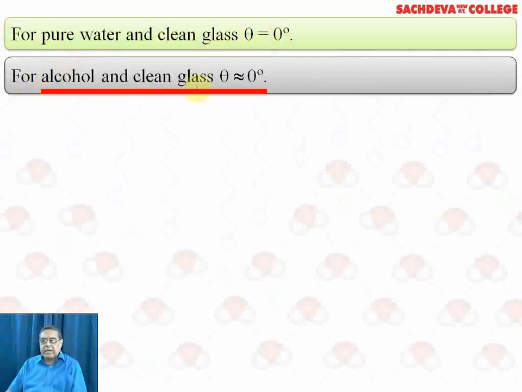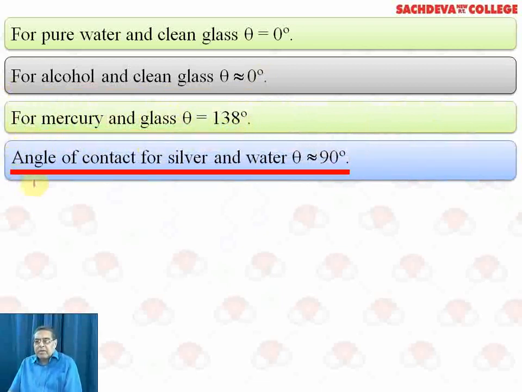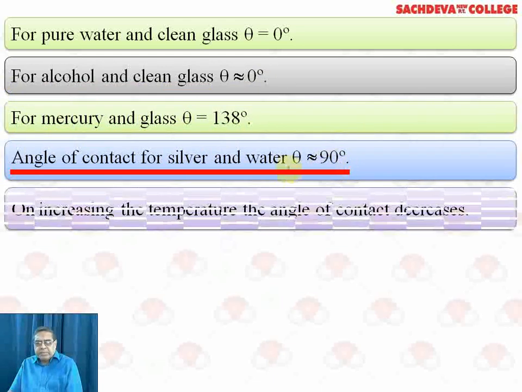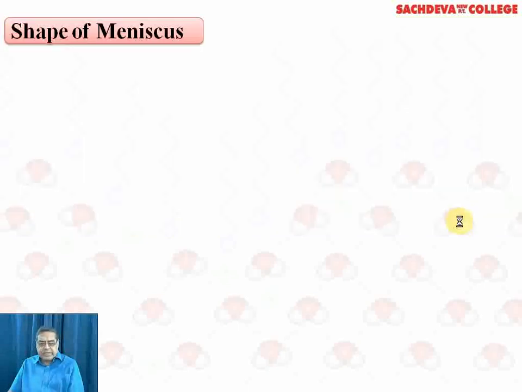For alcohol and clean glass, the angle of contact is equivalent to 0 but not exactly 0. For mercury and glass, it is 138 degrees, that is greater than 90 degrees. The angle of contact for silver and water is equivalent to 90 degrees. So these are facts to remember, and on increasing the temperature, the angle of contact decreases. As the temperature of the liquids goes on increasing, we find that the angle of contact goes on decreasing.